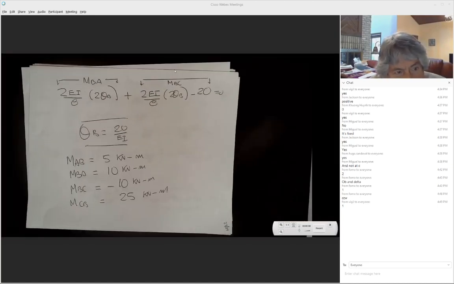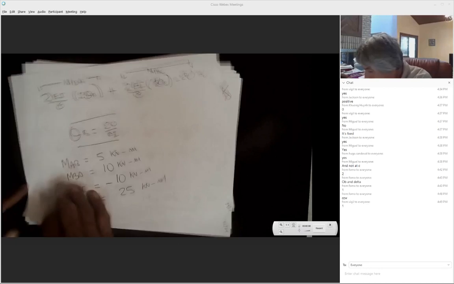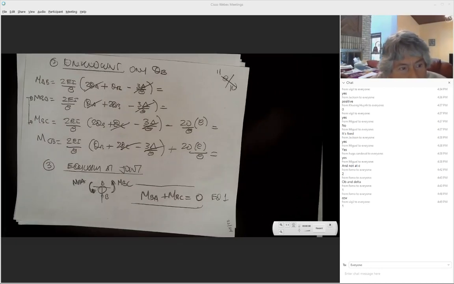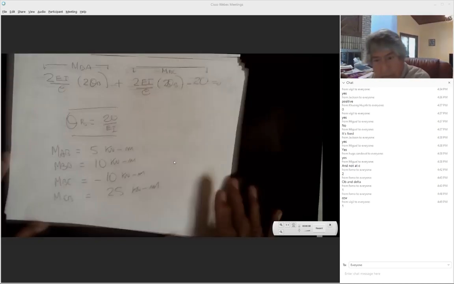I did equilibrium at joint B, equilibrium at the joint. MBA plus MBC equal to 0. My only unknown is theta B, 20 over EI. If it comes negative, you leave it negative. Don't change the sign. And I put this value into my slope deflection equation, and I obtain this.